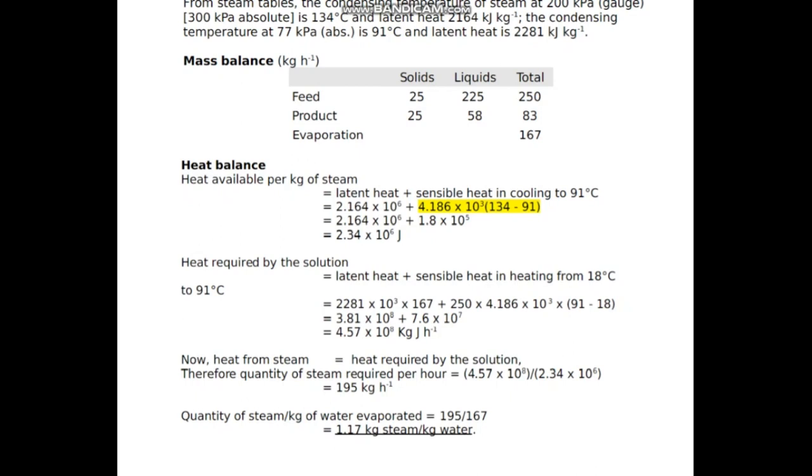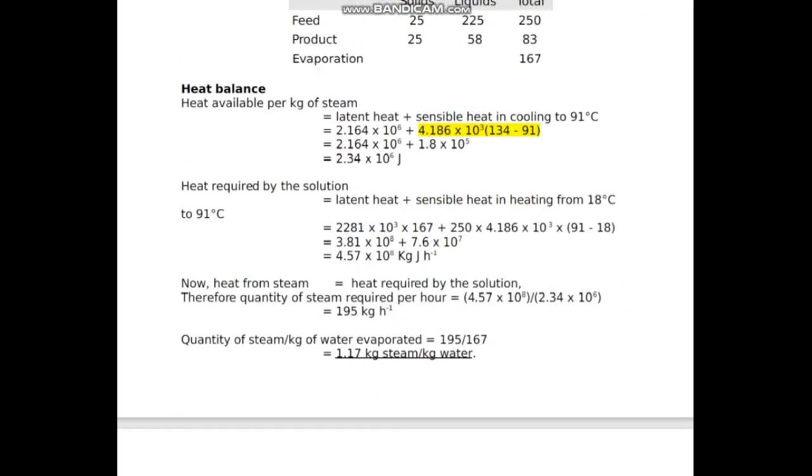Now the heat required by the solution is equal to latent heat plus sensible heat in heating from 18 degrees Celsius to 91 degrees Celsius. So 2281 times 10 to the power of 3 times 167, plus 250 times 4.186 times 10 to the power of 3 times the temperature change of 91 minus 18. So a total of 4.57 times 10 to the power of 8 joules per hour.